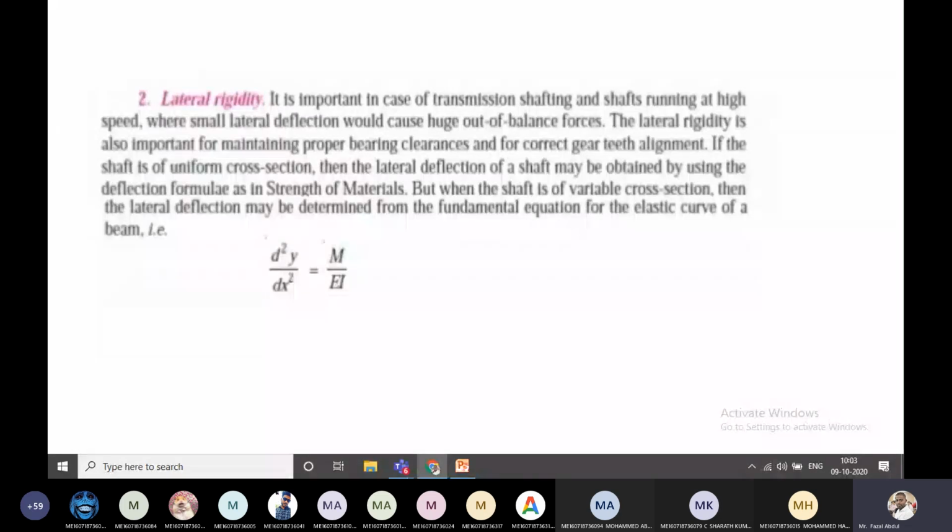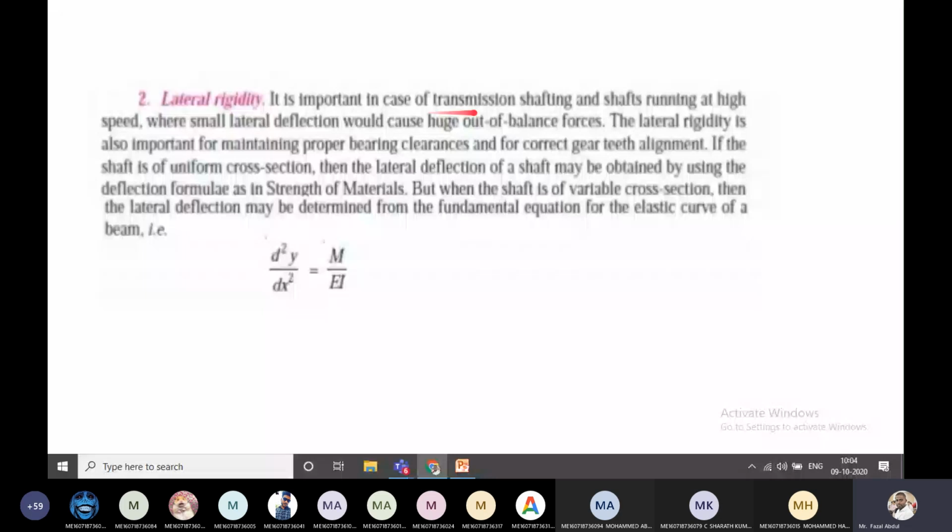So here, the design for the transmitting shaft is mainly based on lateral rigidity. In the previous case, for the design of the camshaft, torsional rigidity is important. Now, for the transmission shaft, lateral rigidity is very important.